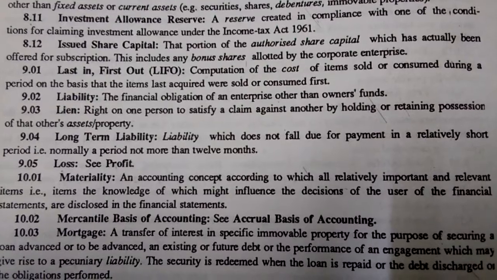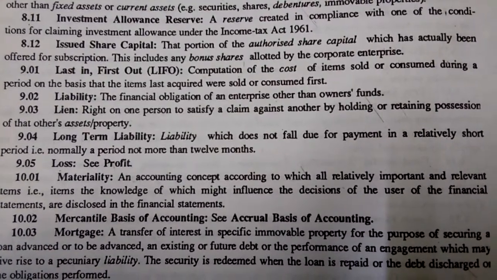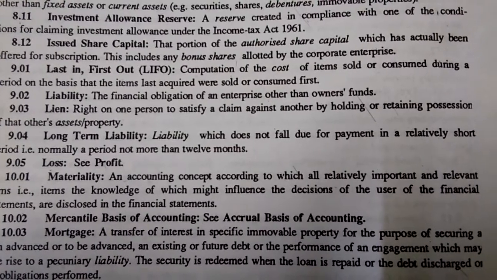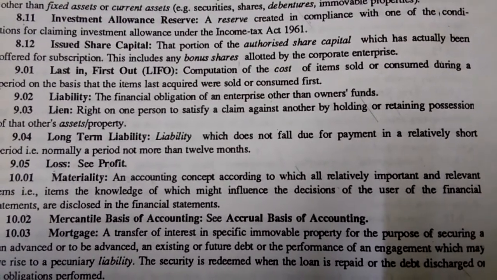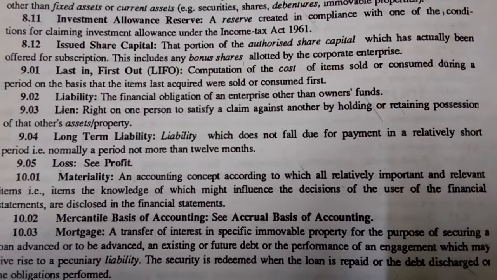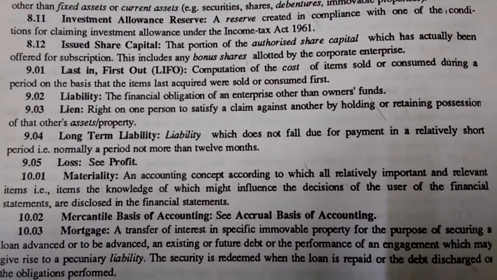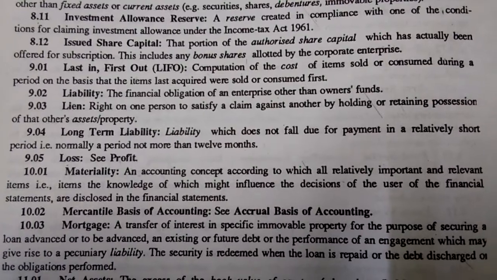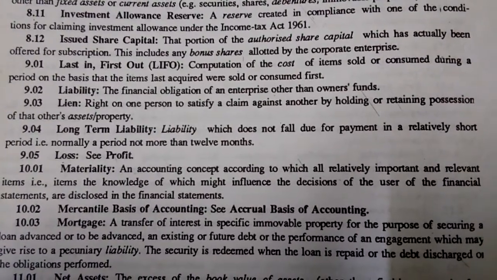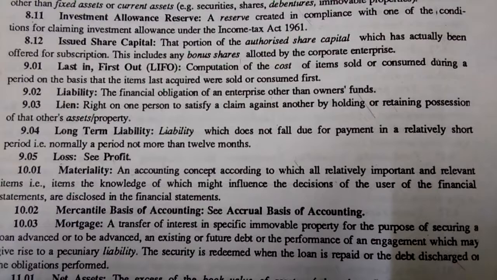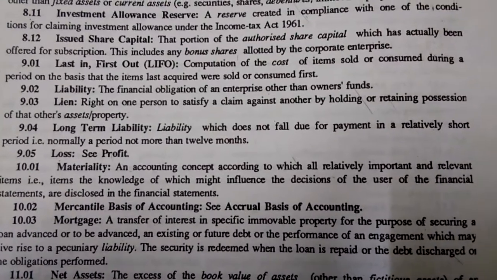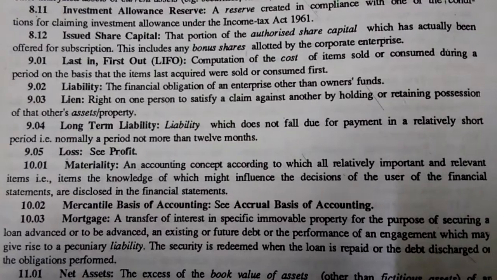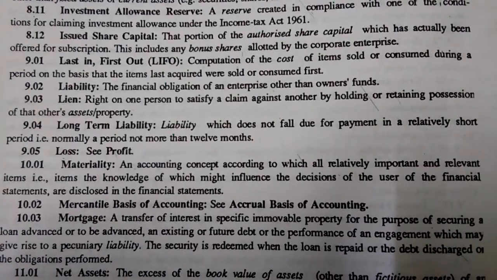Lien, the right of one person to satisfy a claim against another by holding or retaining possession of that other's assets or property. Long-term liability, liability which does not fall due for payment in a relatively short period, normally a period of not more than 12 months.